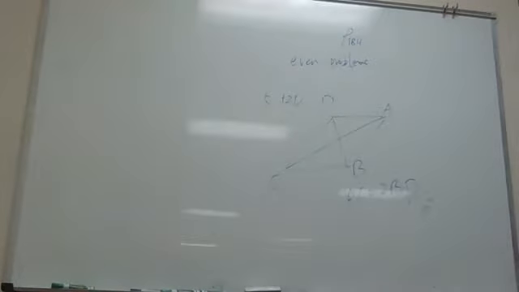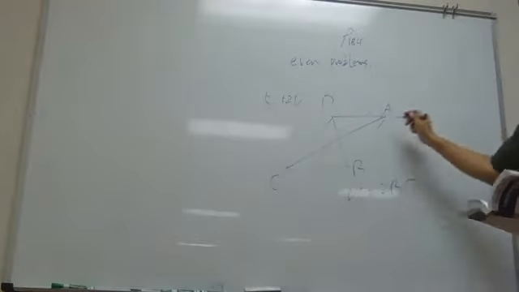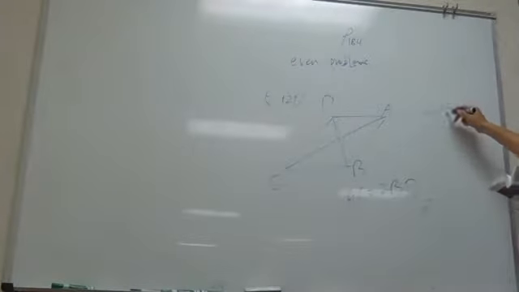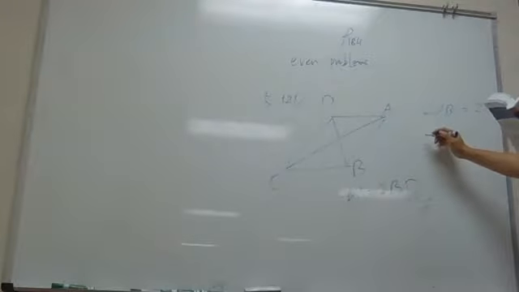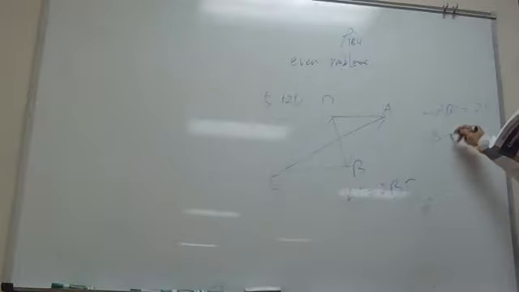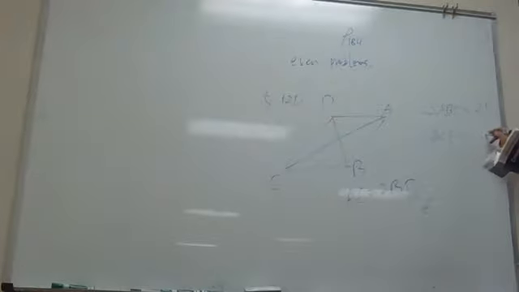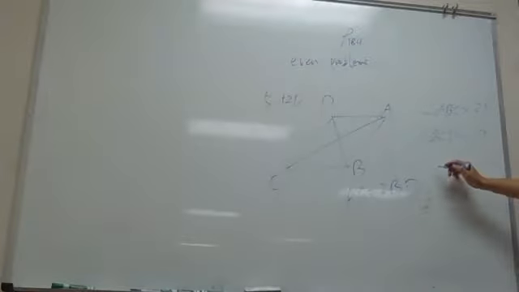And then the perimeter of triangle ABC is 21. Okay, so for ABC, the perimeter is 21. And then the perimeter of BCD is 17. Right? So BCD has perimeter 17. Okay, so we're asking what's the perimeter of the parallelogram ABCD. So the perimeter of ABCD.